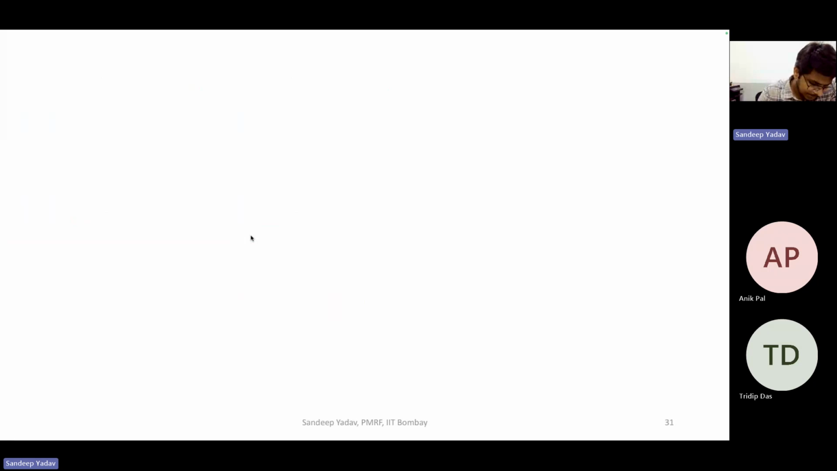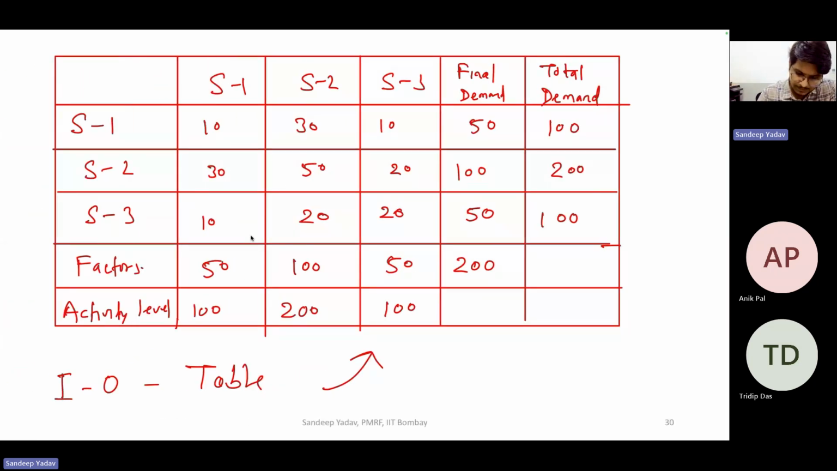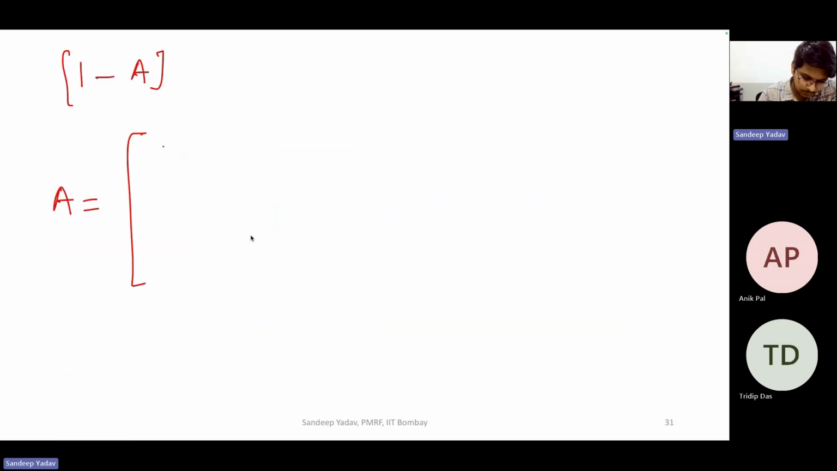Now the matrix A of the input output table and the Leontief coefficient I minus A. When we calculate I minus A, till now we have solved only 2 cross 2 matrices. This is the first time that we are solving a 3 cross 3 matrix. So the matrix A would be equal to 10 by 100, 30 by 100, 10 by 100. So this would be 0.1, 0.3, 0.1, and in a similar way this thing would be for sector B.